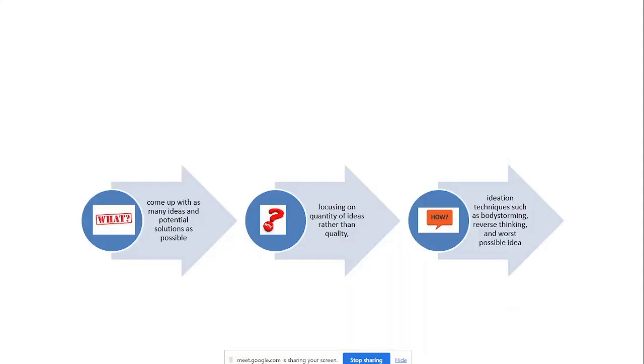Here also the three questions are available in the idea phase, which are what, why, and how. The what question always deals with what potential ideas are developed from the brainstorming phase. The why question always deals with the quantity of ideas rather than quality. In this idea phase, they are not considering the quality of ideas, but how many ideas came. Likewise, they may analyze.